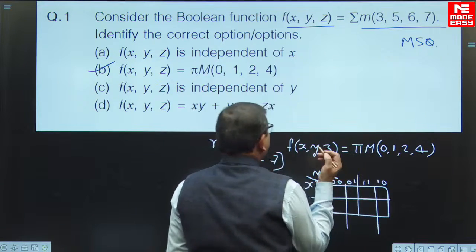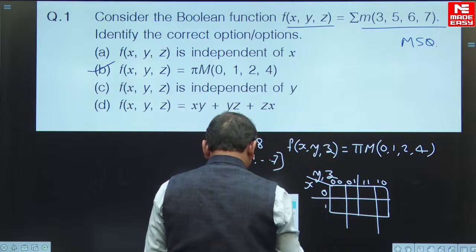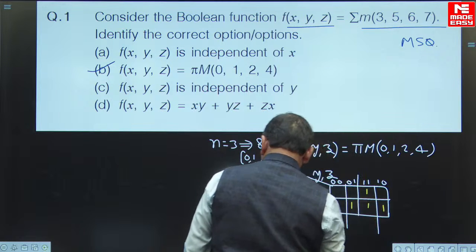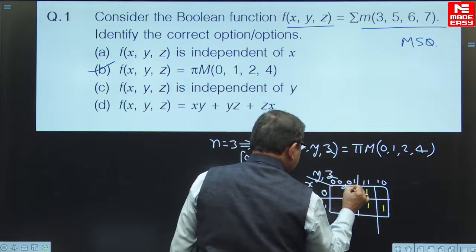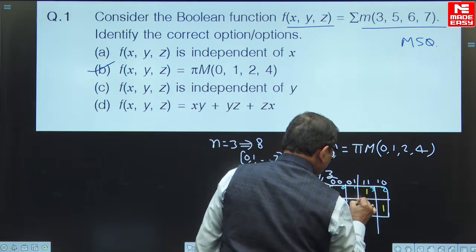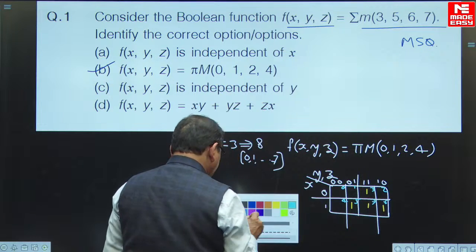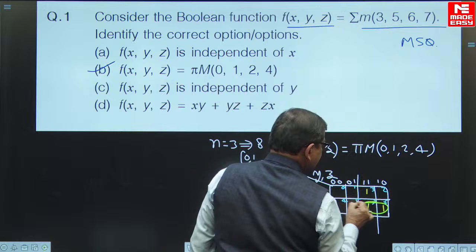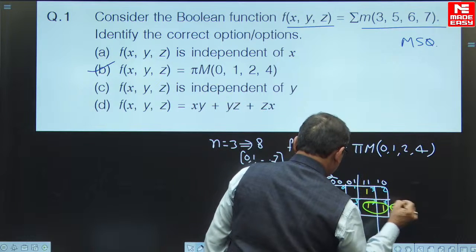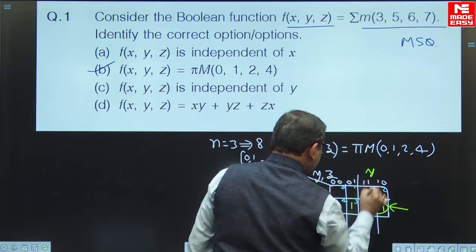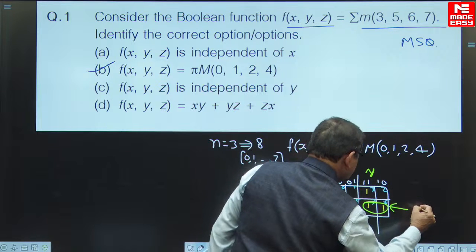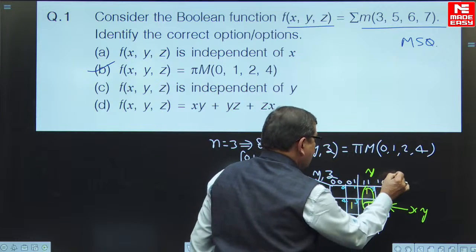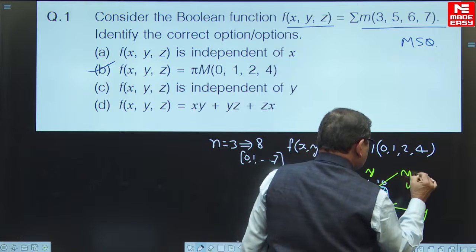So the min terms we are having are 3, 5, 6 and 7. All of you know well, these are the cell numbers 0, 1, 2, 3, 4, 5, 6 and 7. And if you read here, it is possible to group 6 and 7. When we are grouping 6 and 7, we are able to see the product as xy. Possible to group 3 and 7. When we are grouping 3 and 7, the product is yz.